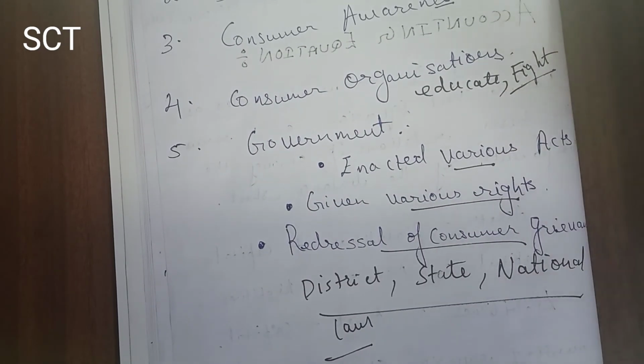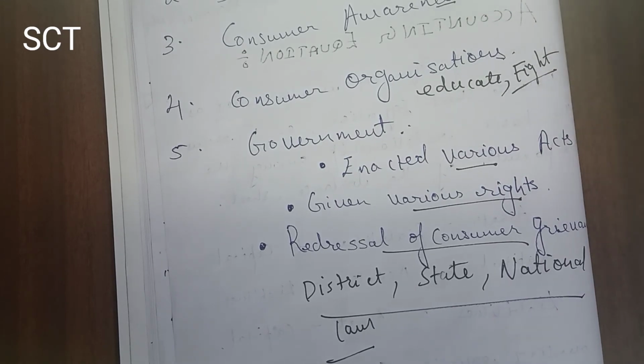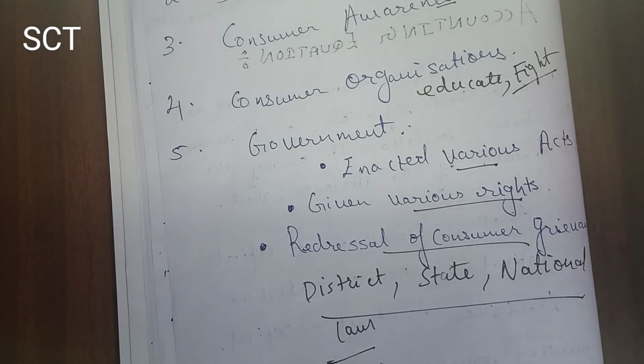So these are the ways and means through which the consumer can be protected against the exploitation of corrupted business concerns and unfair trade practices.